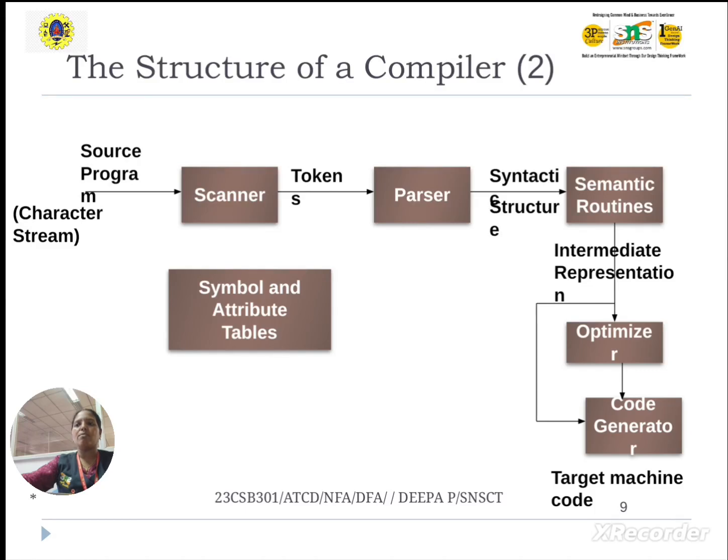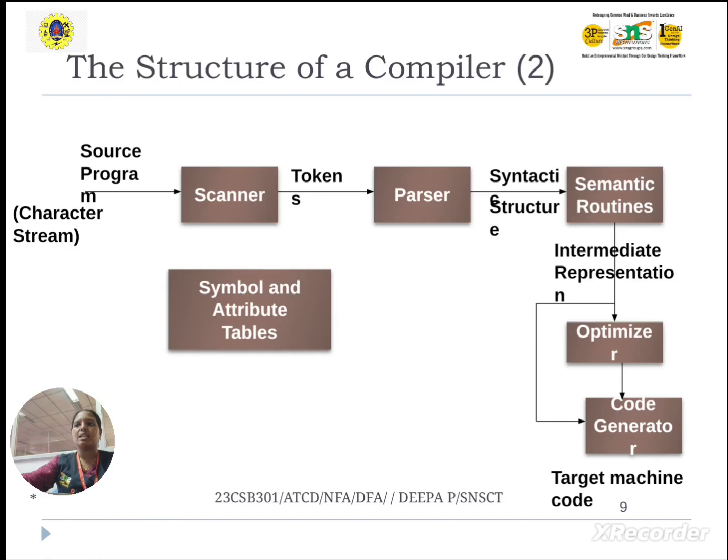The compiler performs two major tasks, the analysis and synthesis phases that we already saw in the last slide. The analysis phase reads and understands the source program, while the synthesis phase generates the corresponding machine level code. The structure of the compiler consists of several important phases, each responsible for a specific task.